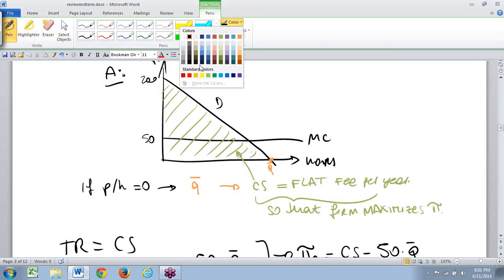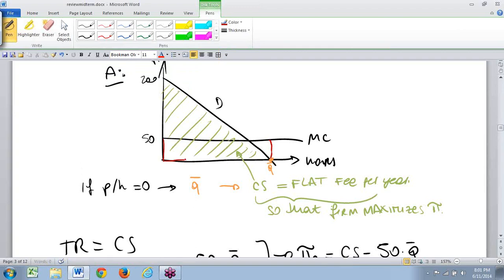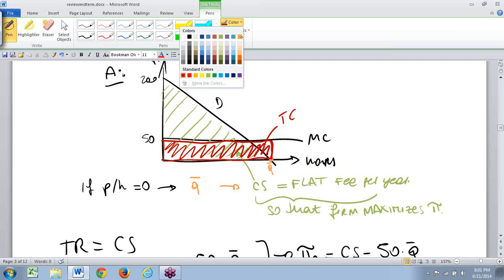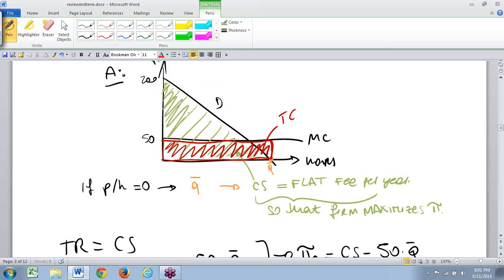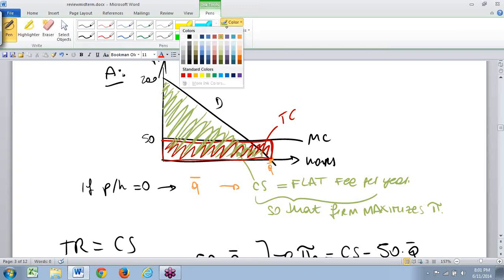Let's see what happens on the graph. Total costs are 50 times Q bar. So these are my total costs. My total revenues were the green area equal to the consumer surplus. So what are the profits?